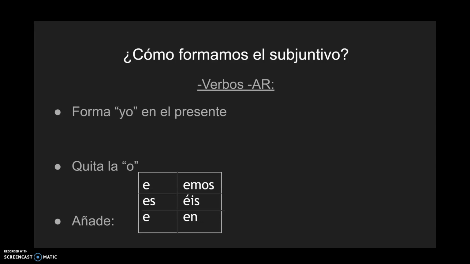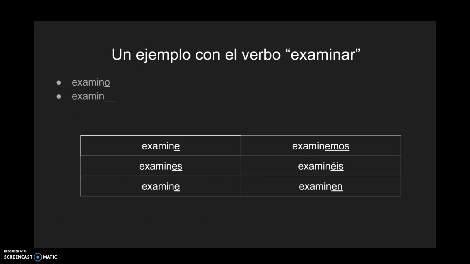So for la forma yo en el presente, you start with that. Vas a quitar la O, so you get rid of the O, and then you're going to add e, es, e, emos, éis, en. So at the top of página 2, what you should do is write down for the first two bullet points the yo form of the verb examinar for the example there, and then for the second bullet point, examin, without the O. And then for an example, write down the conjugation of examinar en el presente del subjuntivo.